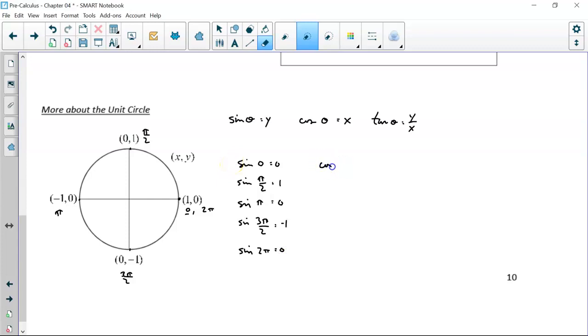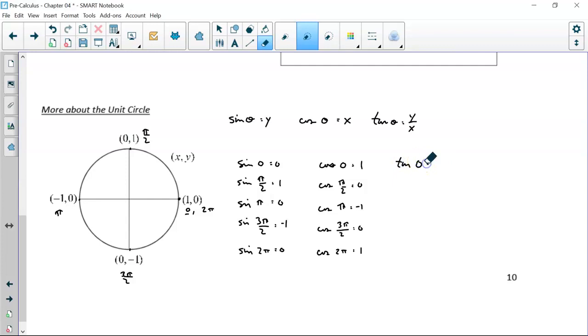If we're looking at the cosine of 0, it's the x coordinate. It's 1. The cosine of pi over 2 is going to be the x coordinate, 0. The cosine of pi is the x coordinate. It's going to be negative 1. And the cosine of 3 pi over 2, it's the x coordinate. It's going to be 0. And if we go back to 2 pi, which is at 0 again, it's going to be 1.